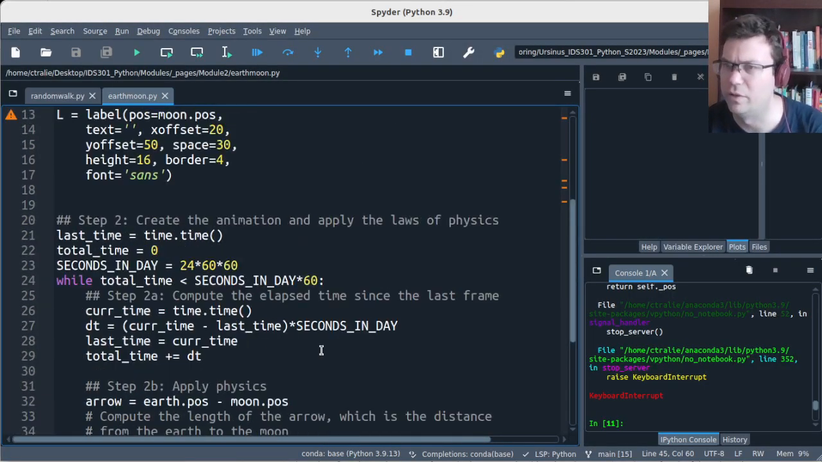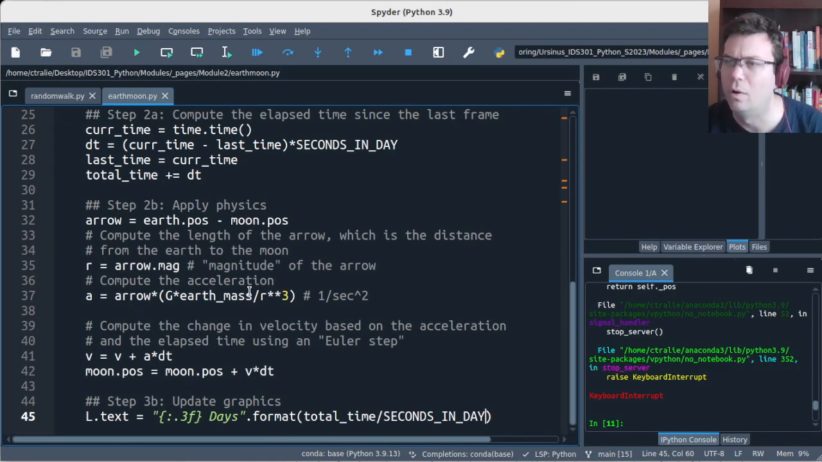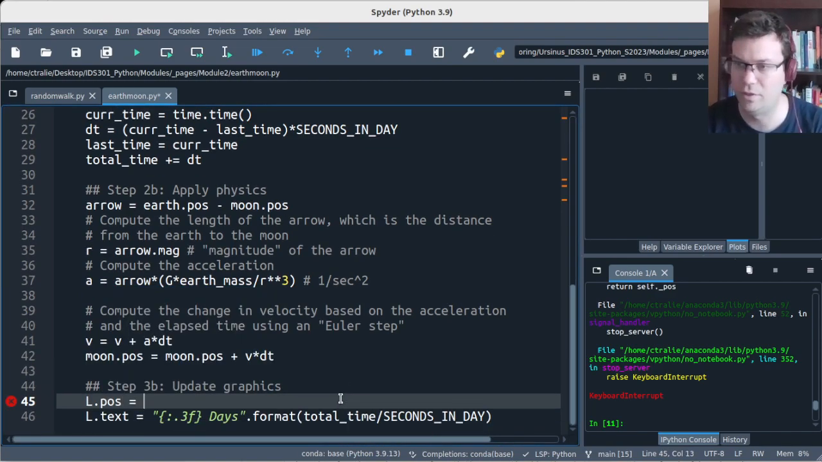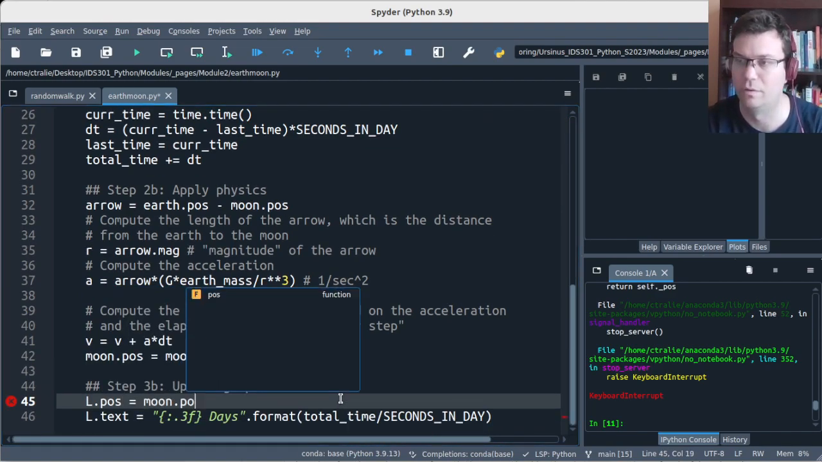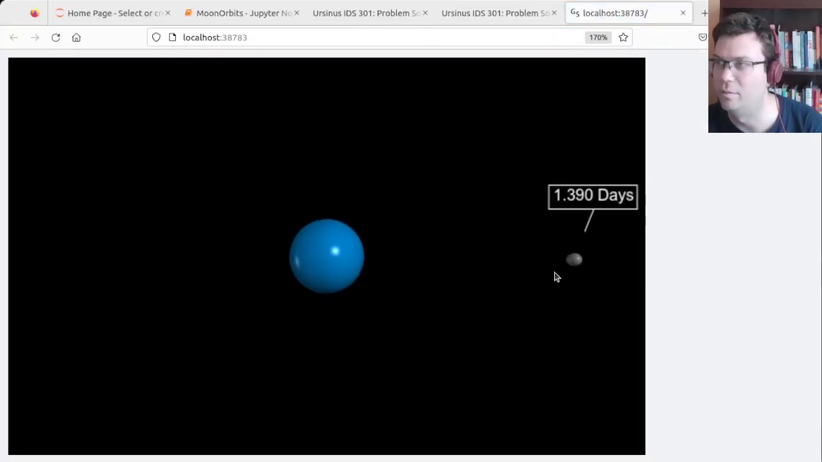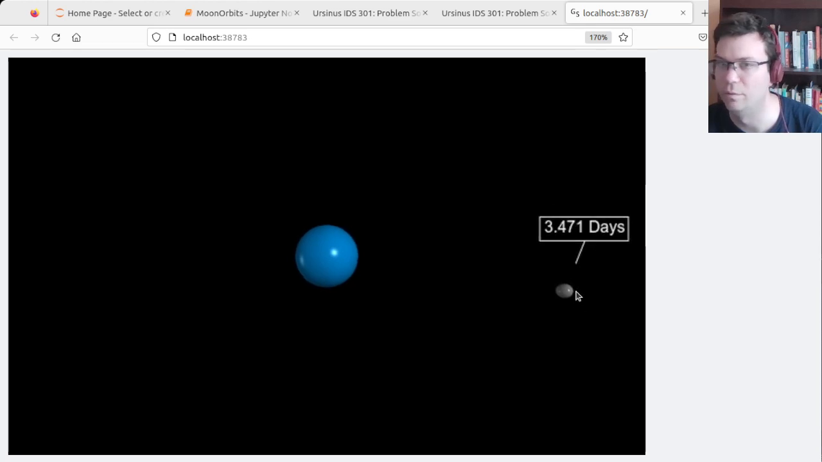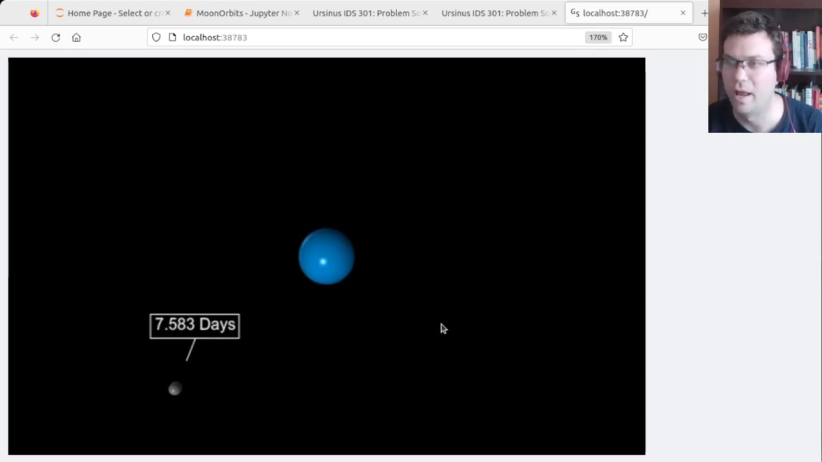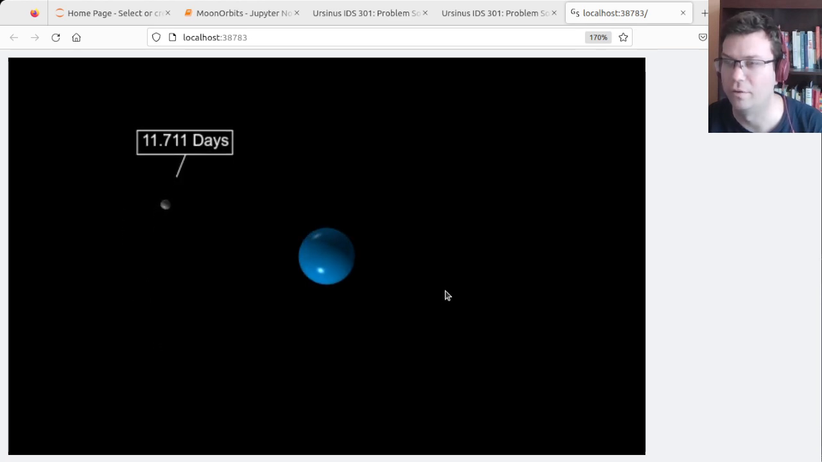Let me see if I can just fix that label real quick. Oh, I think I have to update the position of the label as well. So I have to say, okay, the position of the label is equal to the position of the moon. Let's try that. Okay, now this actually moves along with the moon, so that's kind of cool. The moon can speak for itself. So there we have it. The moon going around the Earth.